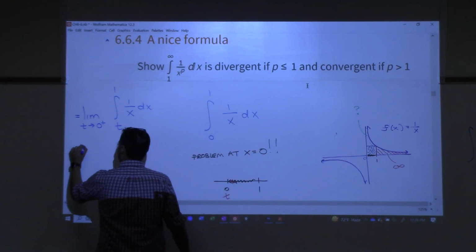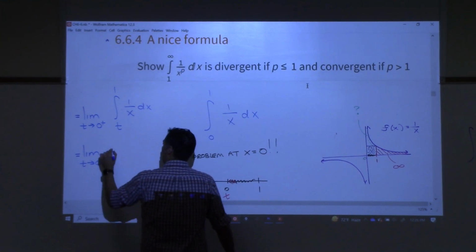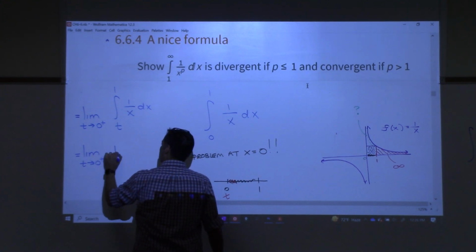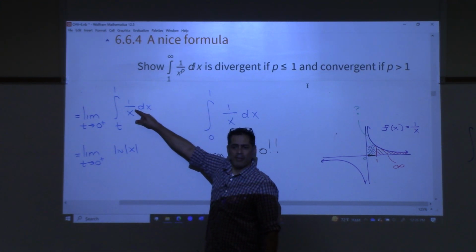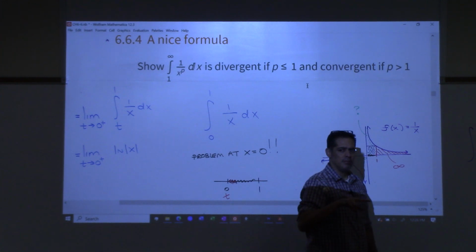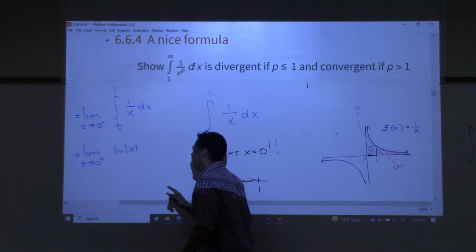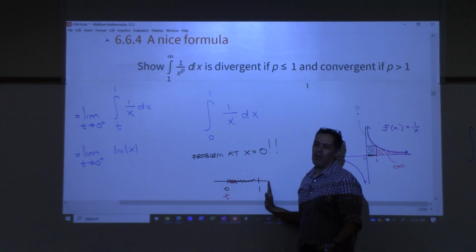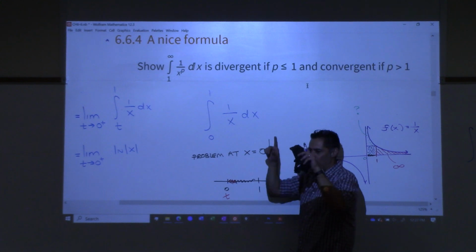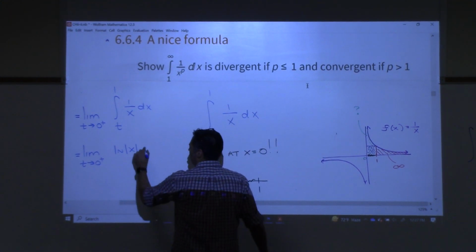All right, now I'm going to just do the antiderivative. Limit as t goes to 0 from the right. The antiderivative of that is natural log of the absolute value of x. Do I need the absolute value? No, because I'm between 0 and 1, so I'm not plugging any negatives in, so I don't need the absolute value. I'm going to leave it, but I don't need it.